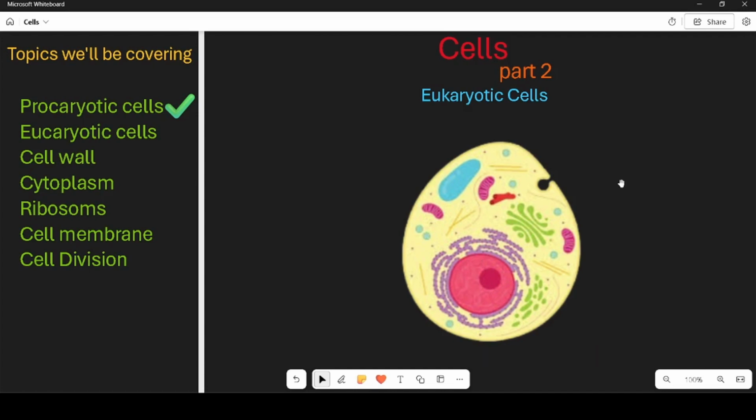So all eukaryotic cells possess a true nucleus, that is, their genetic material is surrounded by a nuclear membrane. All protists, fungi, plants and animals are eukaryotic cells. They possess membrane-bound organelles such as endoplasmic reticulum, mitochondria and Golgi bodies, etc.